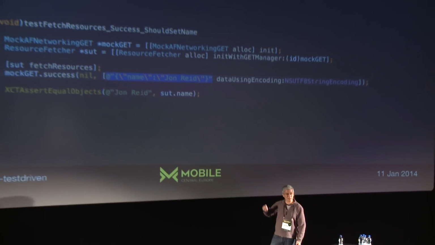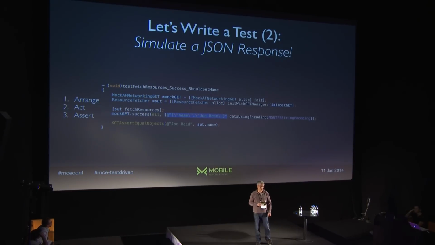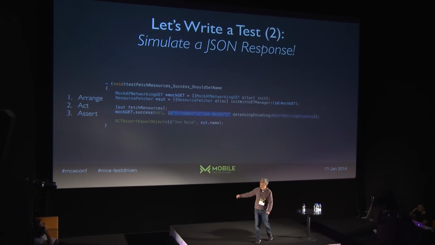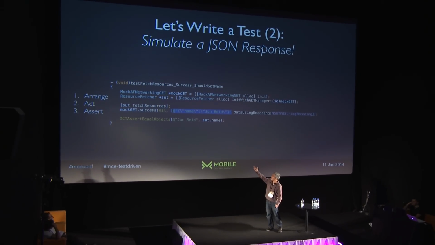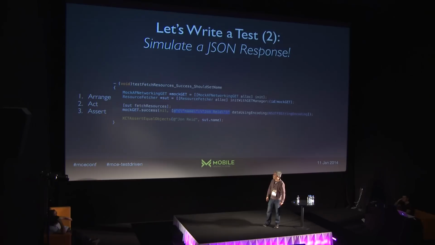Now, let's get to a better test. This is where things get fun. Let's simulate a JSON response. The first 2 lines of the arrange portion are the same. I'm just making the mock object again and injecting that. The act is a little different.